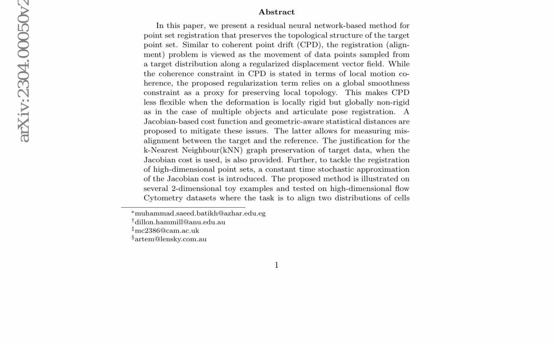The effectiveness of kNN-Res is demonstrated through two-dimensional toy examples and high-dimensional flow cytometry datasets, where the goal is to align two distributions of cells. Notably, kNN-Res outperforms existing methods like CPD in terms of flexibility and efficiency, making it a promising approach for point set registration tasks. By preserving the topological structure of the target point set, kNN-Res provides a more accurate and robust solution for a range of applications.